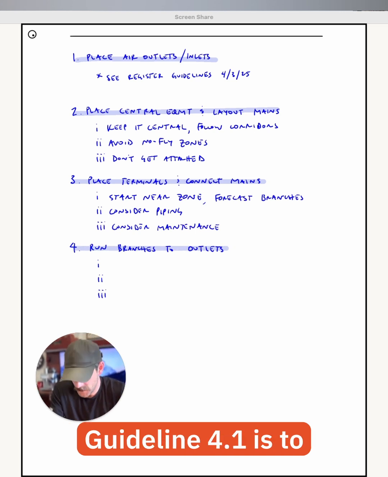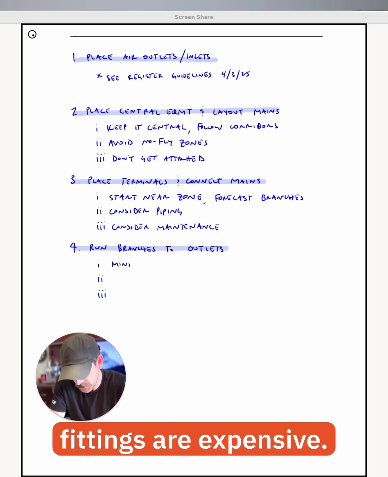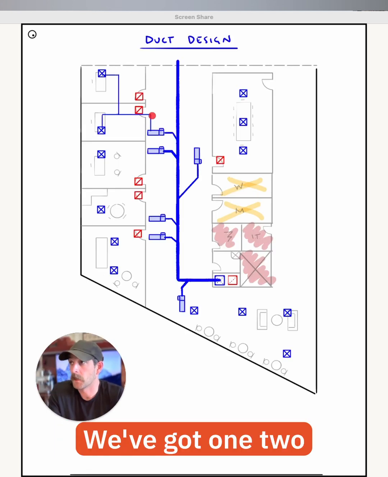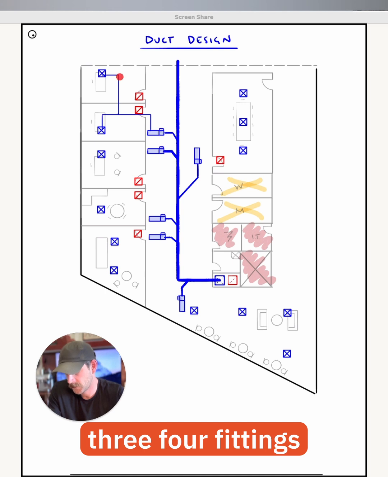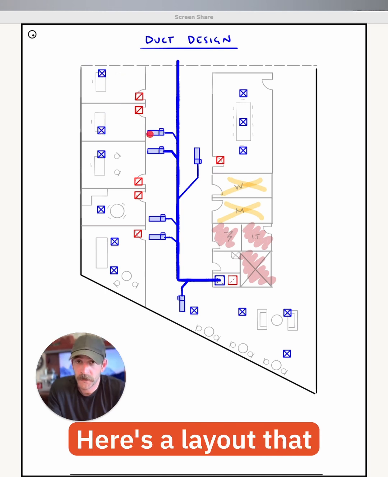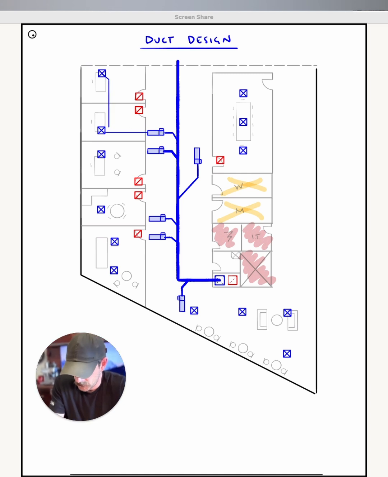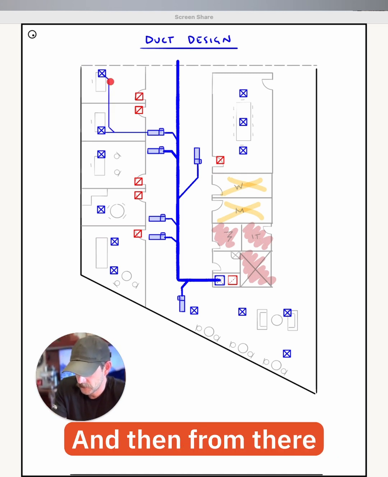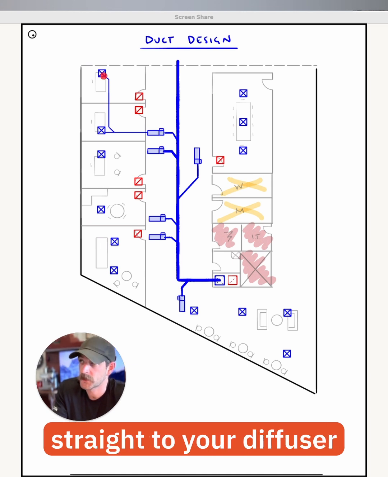Guideline 4.1 is to minimize fittings. Fittings are expensive. Here's an example of what not to do. We've got 1, 2, 3, 4 fittings before we even get to any flex duct connecting to our diffusers. Here's a layout that minimizes fittings. In this one, we've got 1 Y fitting here, and then from there, you can just go to flex duct and connect straight to your diffuser.